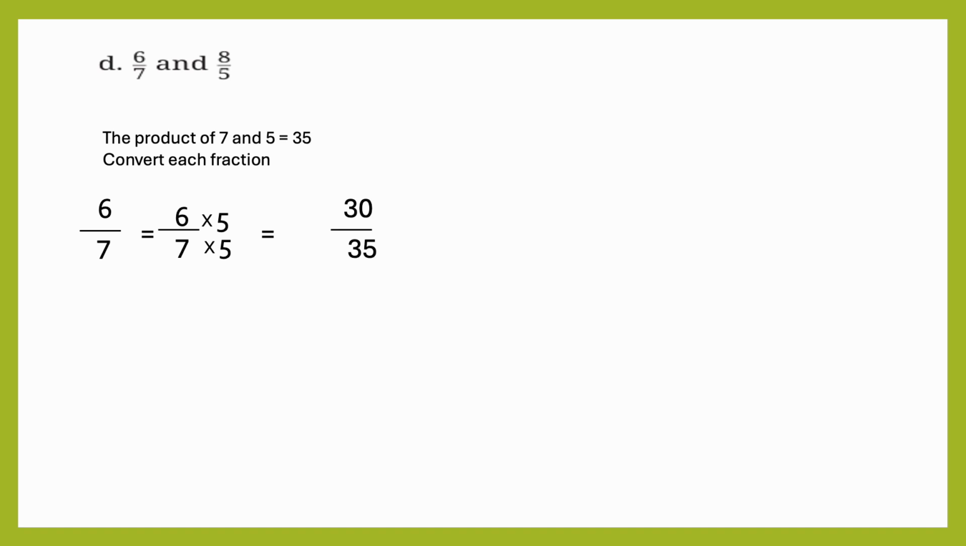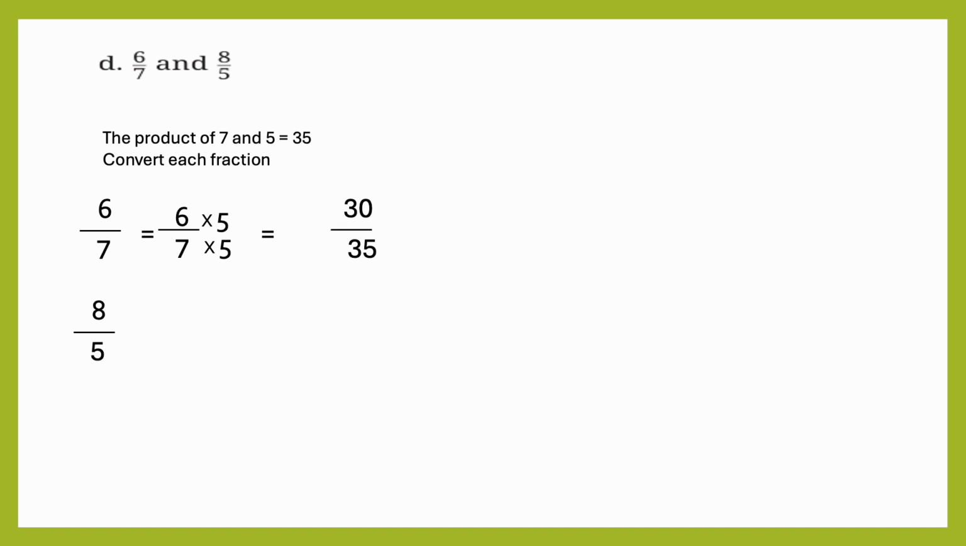Next one, 6 by 7 and 8 by 5. So the product of denominators 7 and 5 is 35. Convert each fraction. 6 by 7, convert into an equivalent fraction such that the denominator is 35. See, 7 into 5 is 35. So multiply both numerator and denominator by 5. 6 into 5 is 30. 7 into 5 is 35. So 30 by 35.